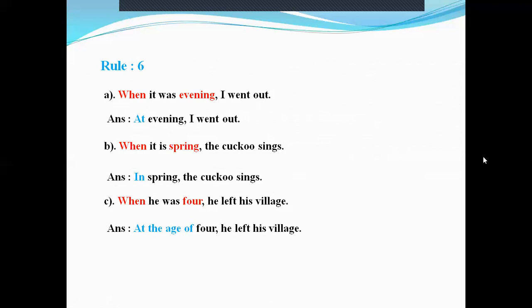Use "at the age of" instead of "when" and omit the subject and be verb. So the answer will be: At the age of 4, he left his village.